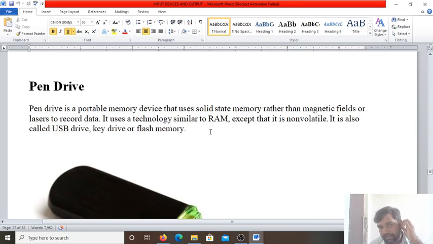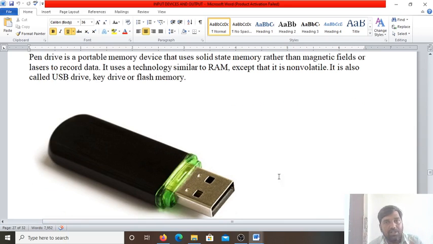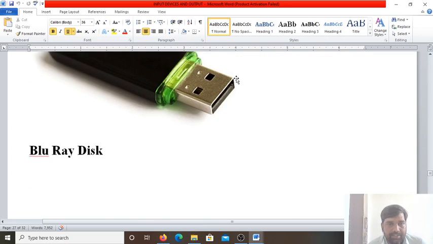Next is the pen drive. Pen drive is a portable memory device that uses solid state memory rather than the magnetic field. Here, for storing the content, they use solid state memory, not magnetic fields or lasers to read or record the data. It uses a technology similar to RAM. Just like RAM uses storage technology, similarly this pen drive also uses storage technology, except that it is non-volatile. RAM is volatile, but this pen drive is non-volatile. It is also called the USB drive, that is the universal serial bus key drive, or also called the flash memory. Three names are given for the pen drive: USB drive, key drive, flash memory.